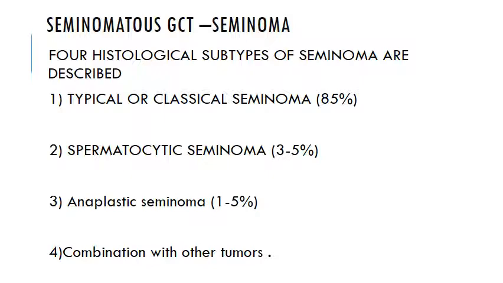Coming to the most common germ cell tumor of testis, the seminomatous tumor of testis, that is seminoma of testis, is described as 4 histological subtypes: classical seminoma, which constitutes 85%, spermatocytic seminoma, which constitutes 3 to 5%, anaplastic seminoma, which constitutes 1 to 5%, and a combination of the seminoma pattern with other tumors.